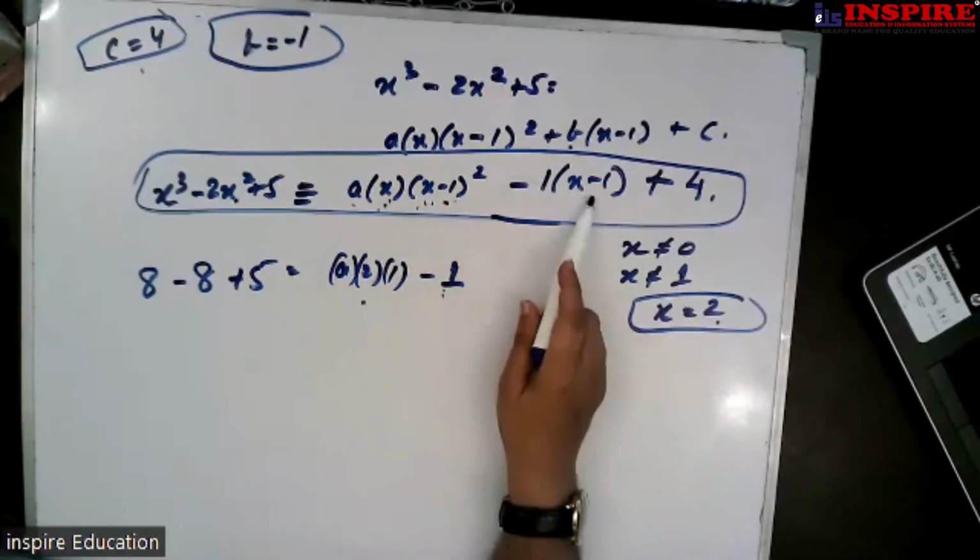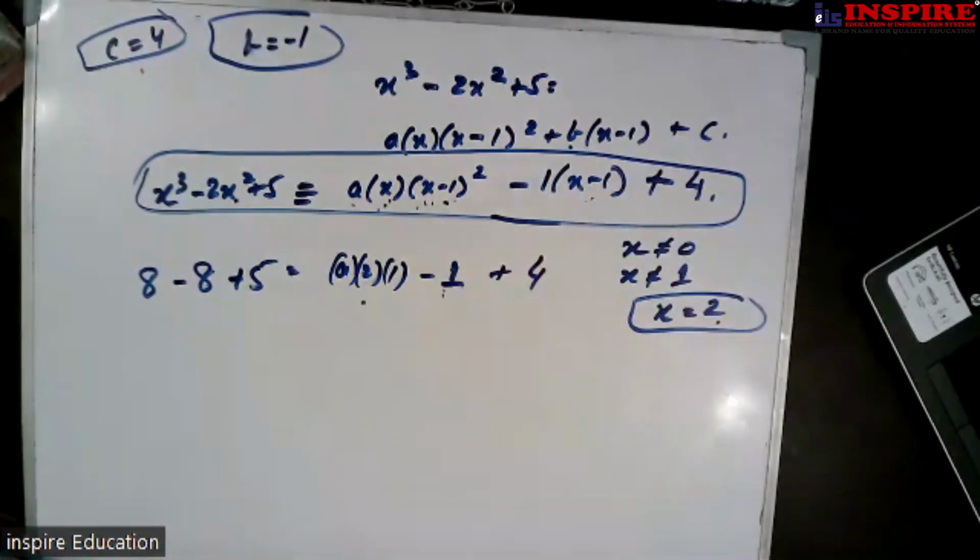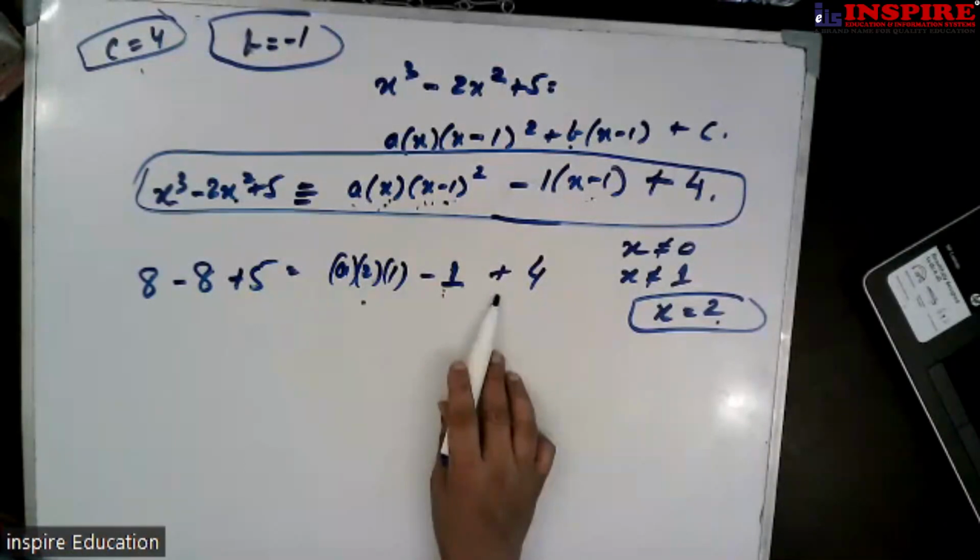2 minus 1 is a 1. 1 into 1 is minus 1 plus a 4. Correct? मुश्किल तो नहीं था. 4 minus 1 is a 3.